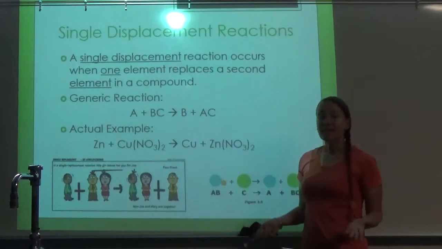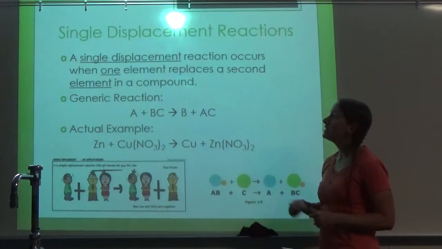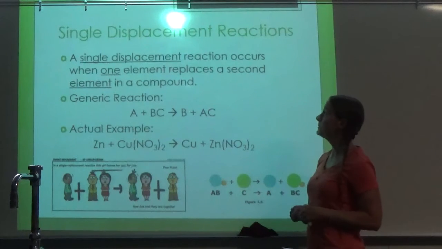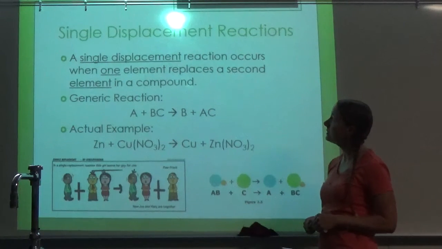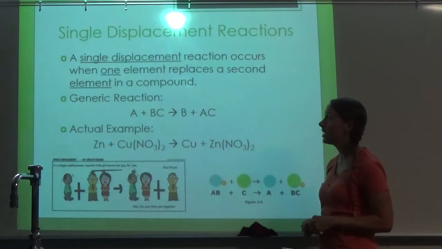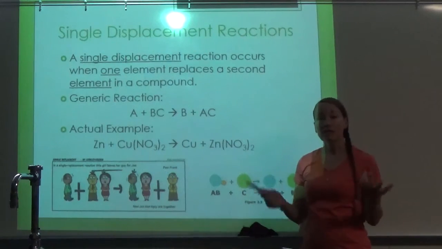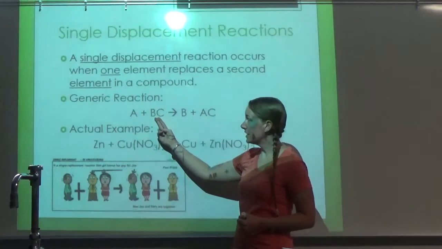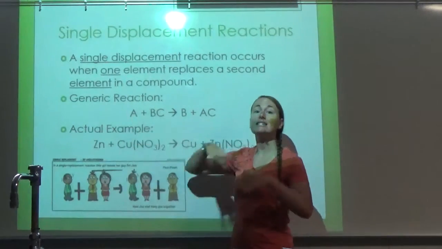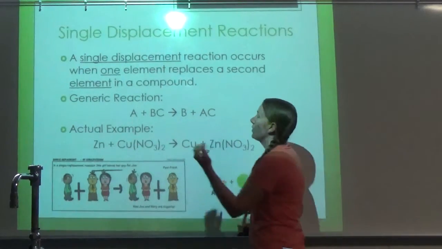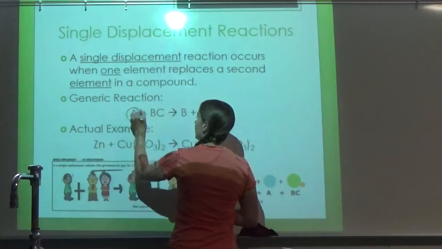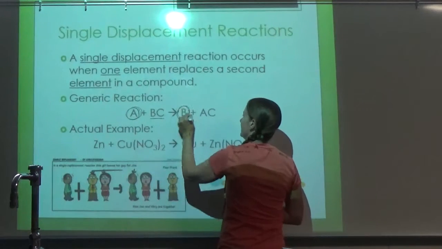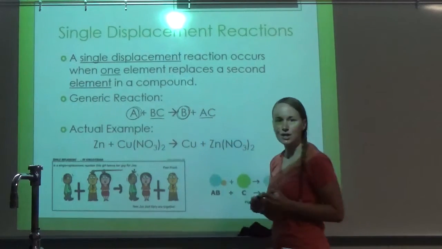All right, so our next type is single displacement, or single replacement, depending on what book you're looking at. So a single displacement reaction occurs when one element replaces a second element in a compound. So in single displacement, you have something paired, bonded together, and then you have something that's single or alone. All right, so on both sides. So here A is single, B and C are together. Here B is single, A and C are together.